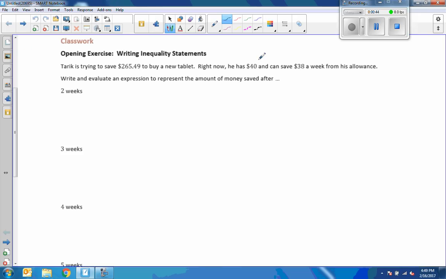Okay. So right now he has $40, plus $38 times 2 weeks. $38 a week, 2 weeks, 38 times 2. Now we just simply do PEMDAS. It says multiply first, then add. 38 times 2. 8 times 2 is 16. Carry the 1. 3 times 2 is 6, plus 1 is 7. 40 plus 76 is 116. So I wrote and evaluated how much money he would save after 2 weeks. Does he have enough? Nope.